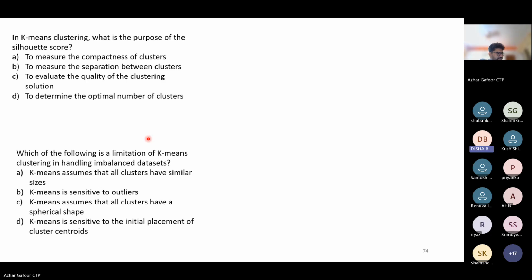C, sir. Evaluate quality of the... Yes, C is the correct answer. And which of the following is a limitation of k-means clustering in handling imbalanced data sets?